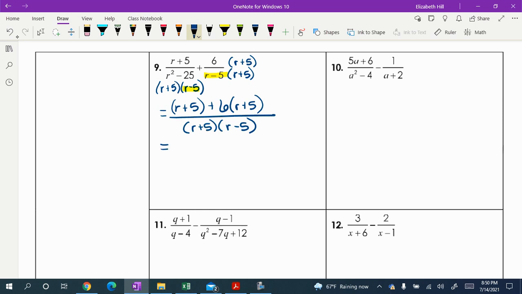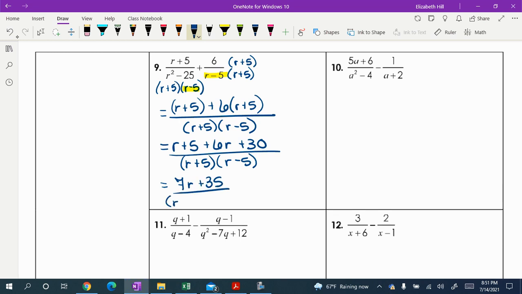Do a little simplifying up on top here. So r plus 5 plus 6r plus 30 over, and it's up to you whether you want to factor out your denominator or not. I'm going to not yet, just because sometimes we see some things before we do that. All right, so r and 6r, so that's going to give us 7r plus 35 over the quantity of r plus 5 and r minus 5.